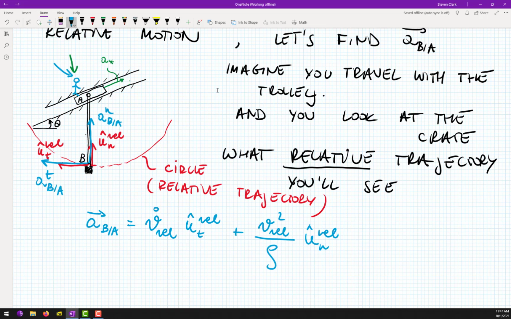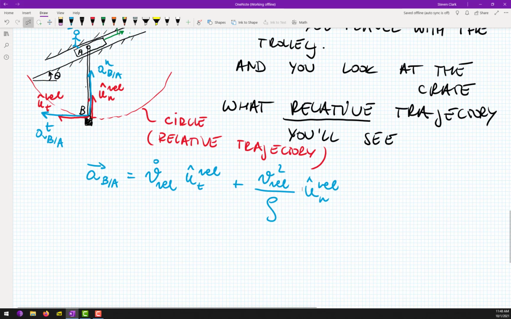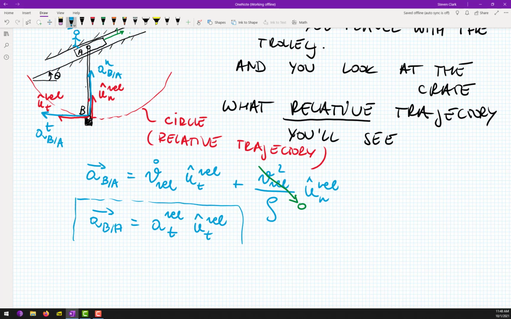Yeah, this is what we learned last Friday. This is our acceleration. By the way, does the system start from rest or not? It did. They told us that it starts from rest. So velocity is 0. This velocity is 0. That means that our a_B/A has only one component. a_B/A is a_T rel u_T relative. So in other words, I can erase this vector from this drawing.